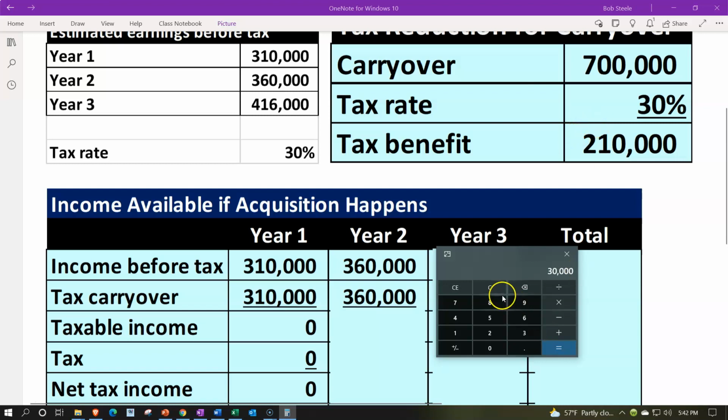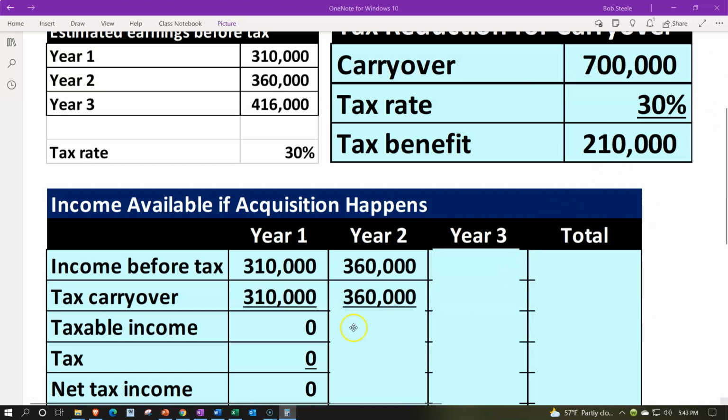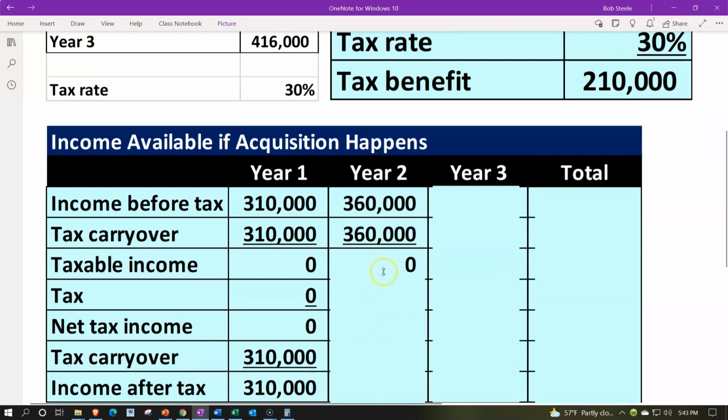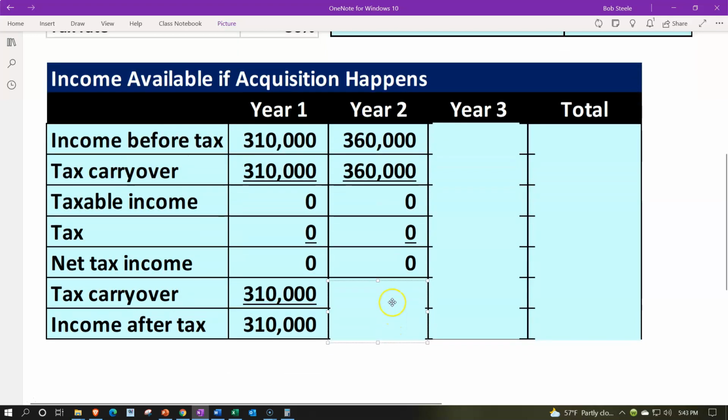And now if we take 390 minus the 360,000, we have 30,000 left. Or in other words, if I took my original 700,000 minus the 310,000 we consumed in year one, minus the 360,000 in year two, we got 30,000 left in year three to be taking against any income in year three. Once again, taxable income is zero in year two, no tax because there's no taxable income. So the net tax income is zero. The carryover, then we add back because it's just a tax related thing. It's not really a loss that happened in year two.